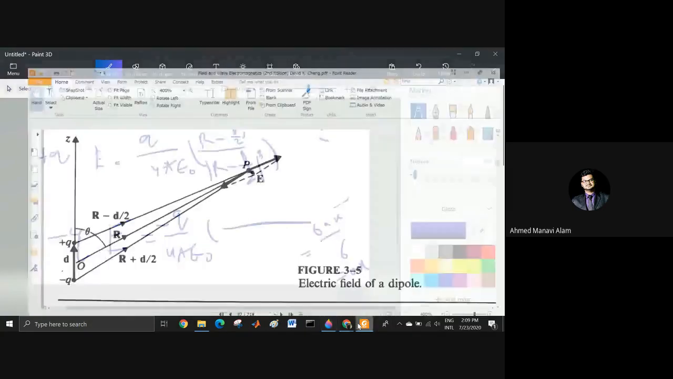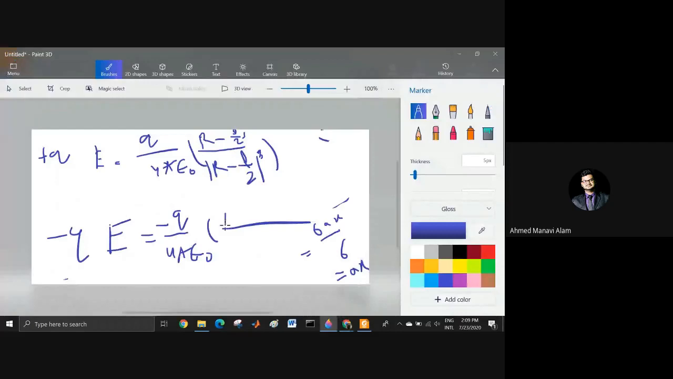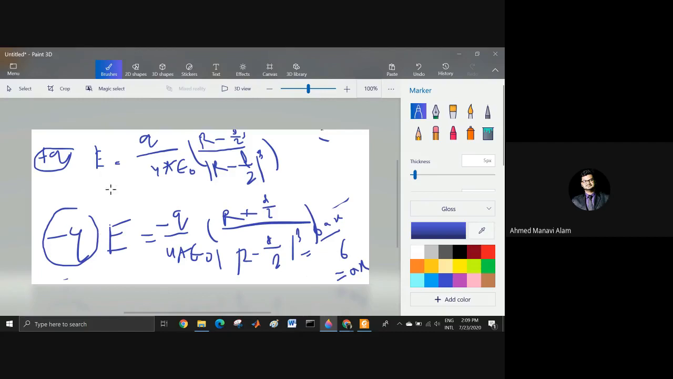এখানে দেখেন, the distance between minus q and p is r plus d by 2. This is again হচ্ছে আগেরটার মতো. So here it will be r plus d by 2, here will be r plus d by 2 cube. So now we know that in order to find the electric field intensity we need to add both of these.